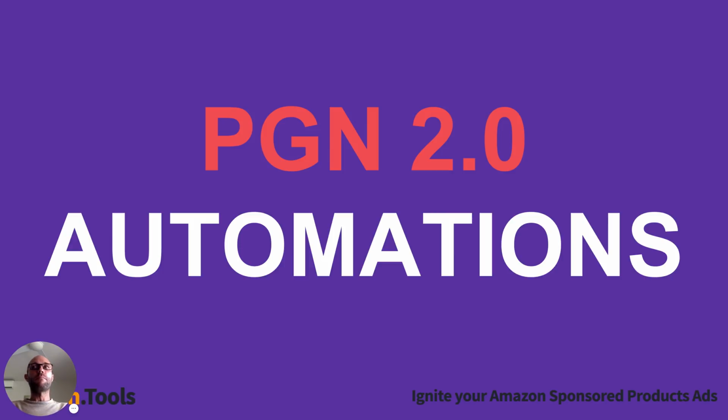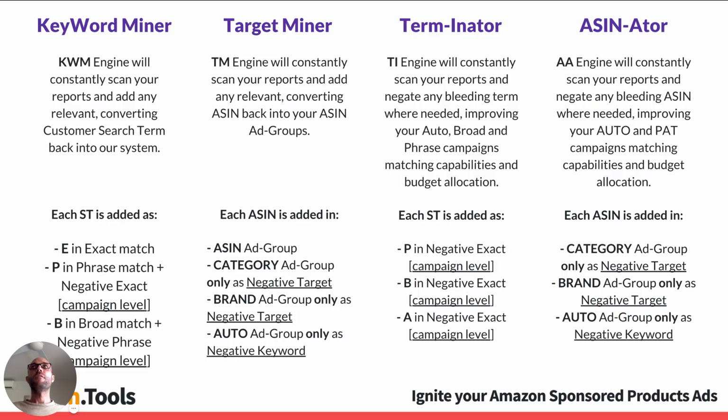Now, I've shown you what's inside the PGN. Now I'm going to cover the PGN 2.0 automation, so automation that works specifically only within a PGN and is available to you only if you have a Dominator plan, which is our highest plan. There are 4 specific automations that we have within a PGN.